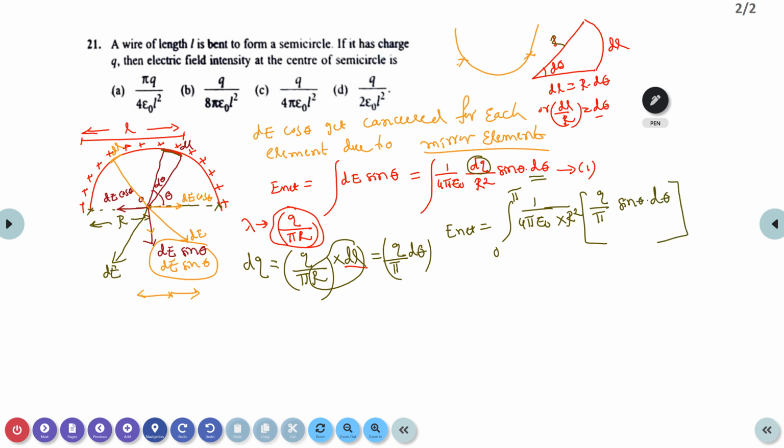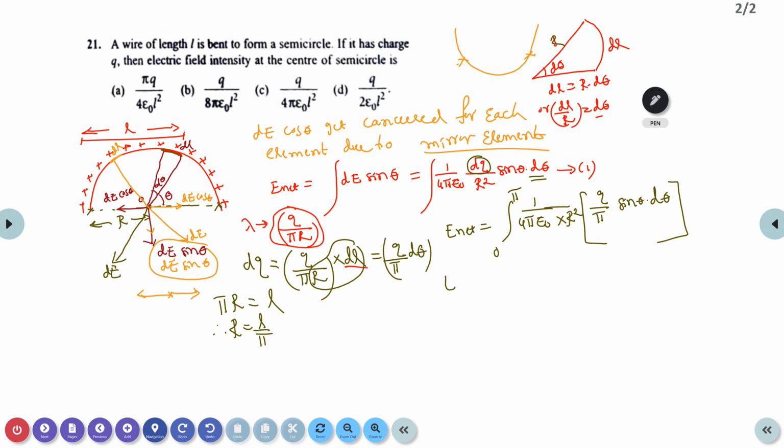Here all your answers are in terms of L, so it is better to convert in terms of L. How is it? We know that for the semicircle, pi into r equals L. Therefore, r equals L divided by pi.